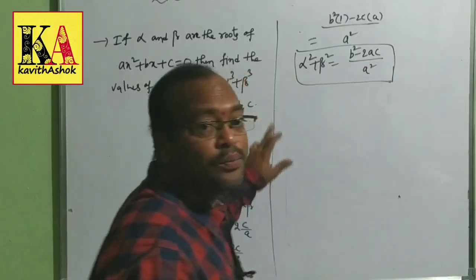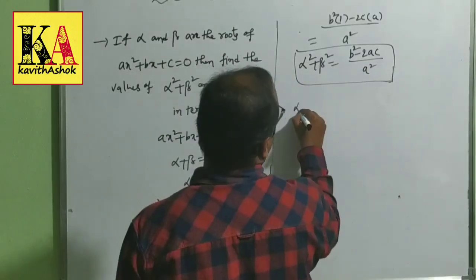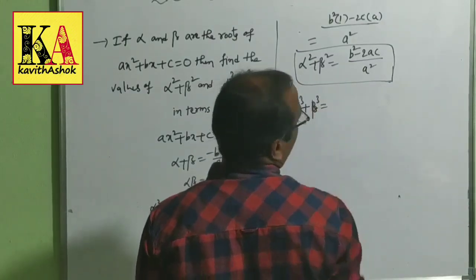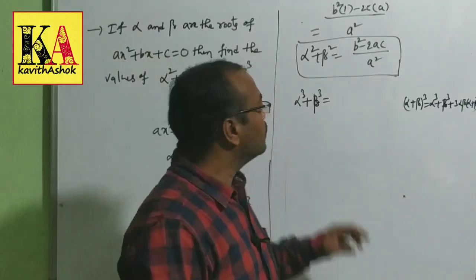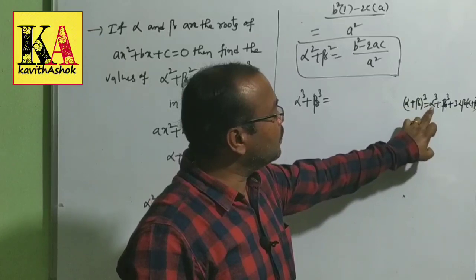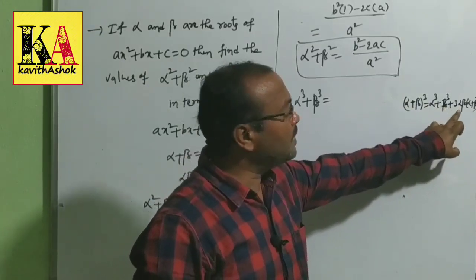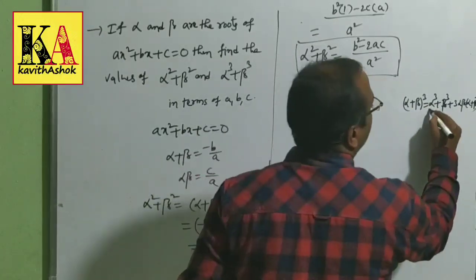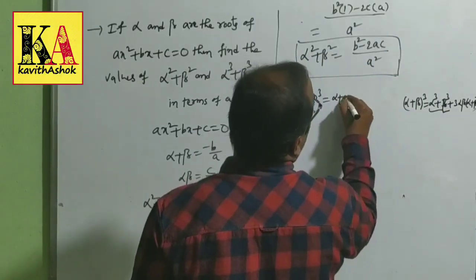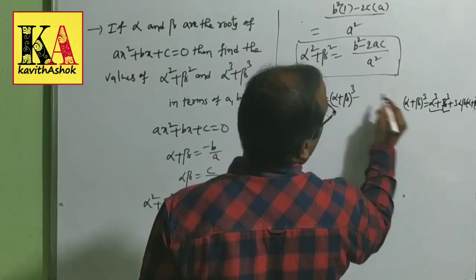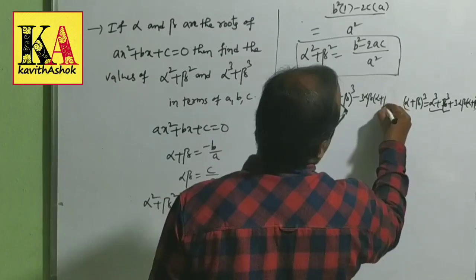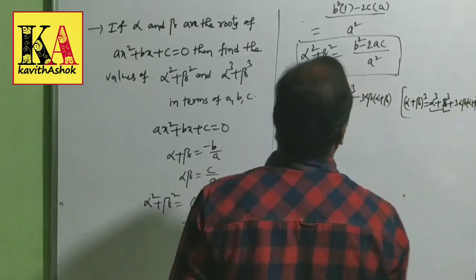Now alpha cube plus beta cube, right? A cube plus b cube, alpha cube plus beta cube. If you write the formula, alpha plus beta whole cube is equal to alpha cube plus beta cube plus 3 alpha beta into alpha plus beta. We want alpha cube plus beta cube, so it can be written as alpha plus beta whole cube minus, if you take this term to the other side, minus 3 alpha beta into alpha plus beta. This is the form we use.